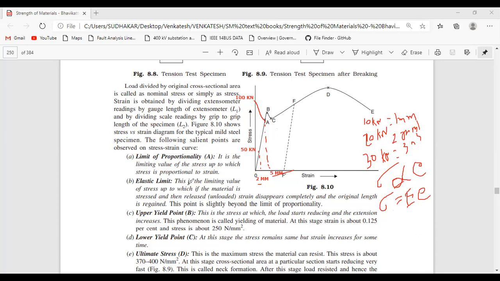Elastic limit is the limiting value of stress up to which the material is stressed and then released, and the stress disappears completely and the original length is regained. Suppose I apply some load upon a particular body. After application of load, the body tends to elongate. When we remove this load, the body again comes back to its original position.